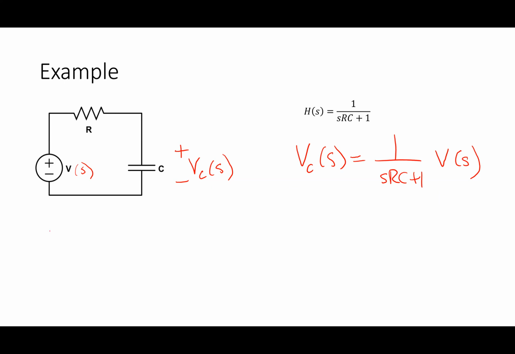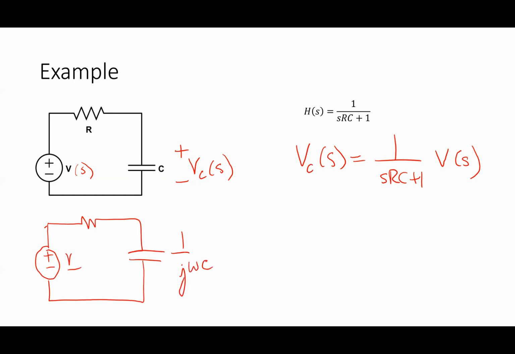What would you have done if you did this with phasors? You would have said the input voltage here is V. You would have said this is R. And you would have said this is ZC, which I'm going to write as 1 over J omega C. Here's V sub C of S, or V sub C of omega. Say it's V sub C the phasor, okay?